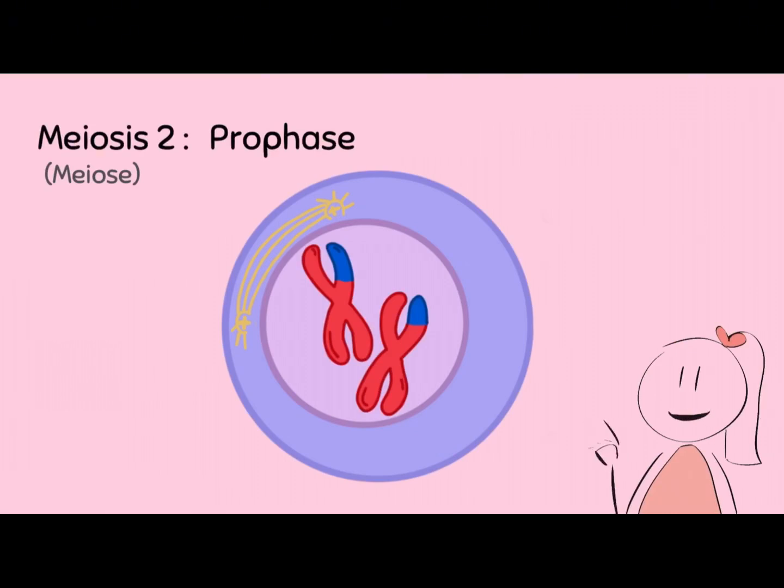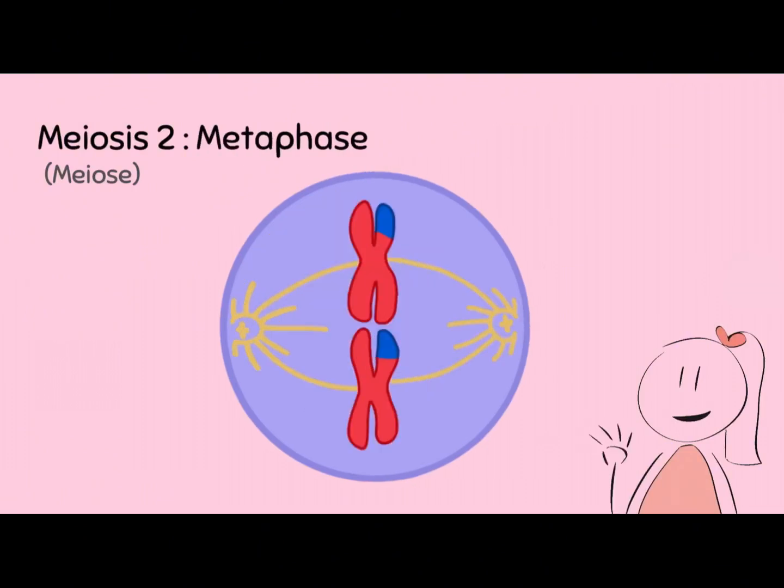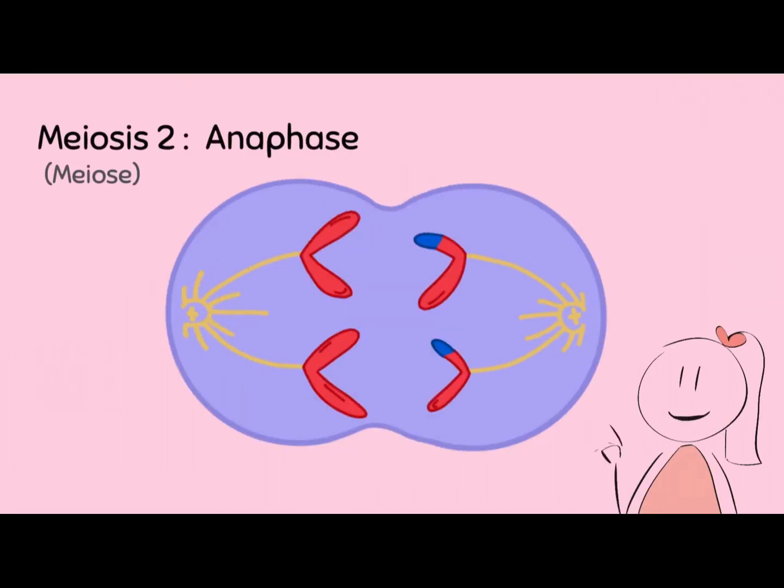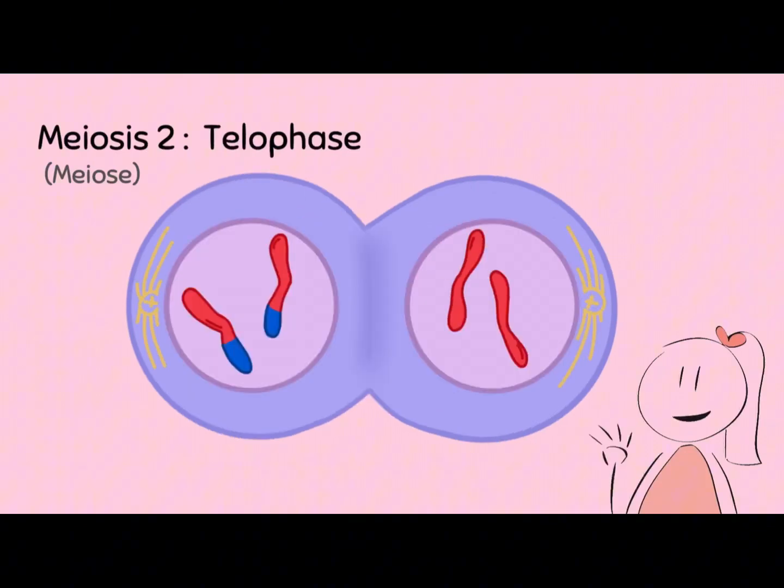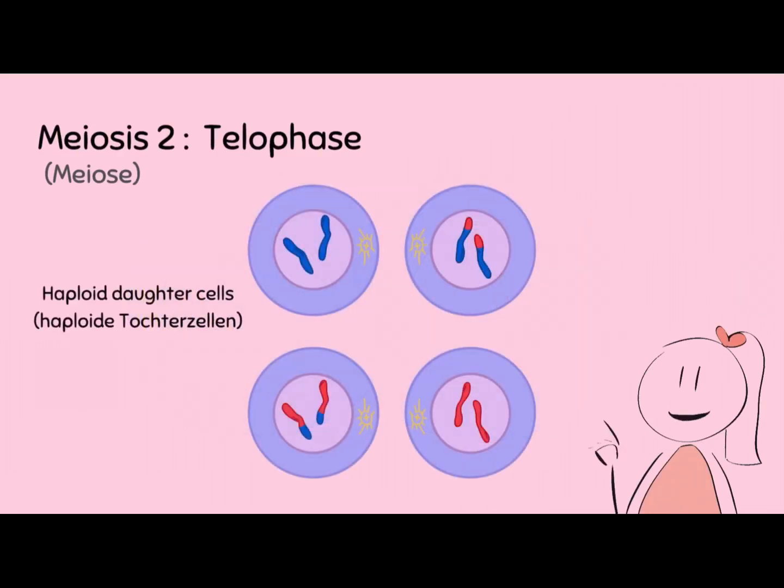Next, in metaphase 2, the chromosomes line up at the center of the cell, but this time there are no homologous pairs, just individual chromosomes. Each one is ready to split. In anaphase 2, the spindle fibers pull the sister chromatids apart to opposite poles of the cell. This ensures that each new cell will get a single copy of every chromosome. Finally, during telophase, the nuclear envelopes reform around the separated chromatids and the cells divide in cytokinesis. The result? 4 genetically unique haploid cells, each containing just one set of chromosomes. This will go on to become sperm or egg cells, ready to combine and create new life.